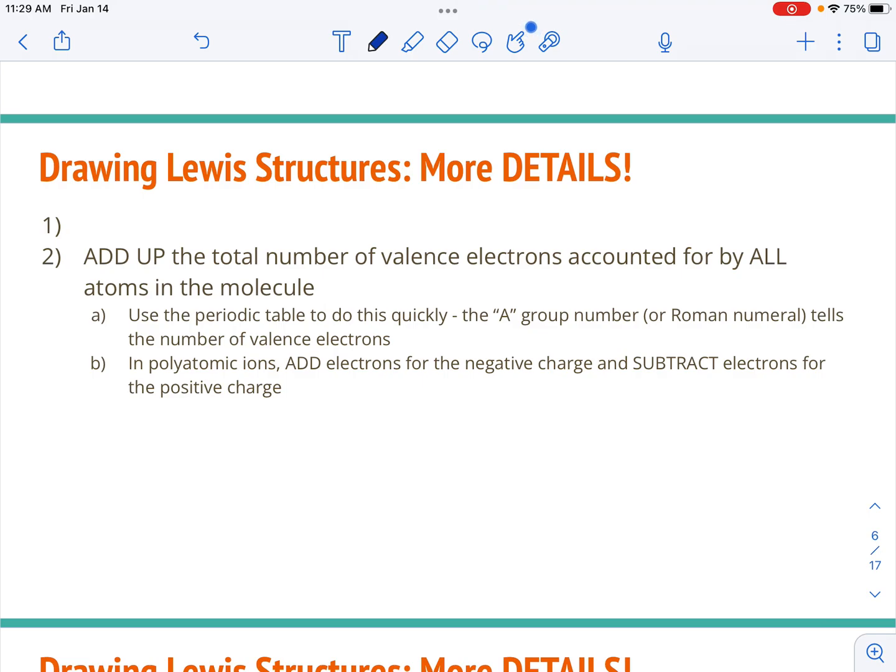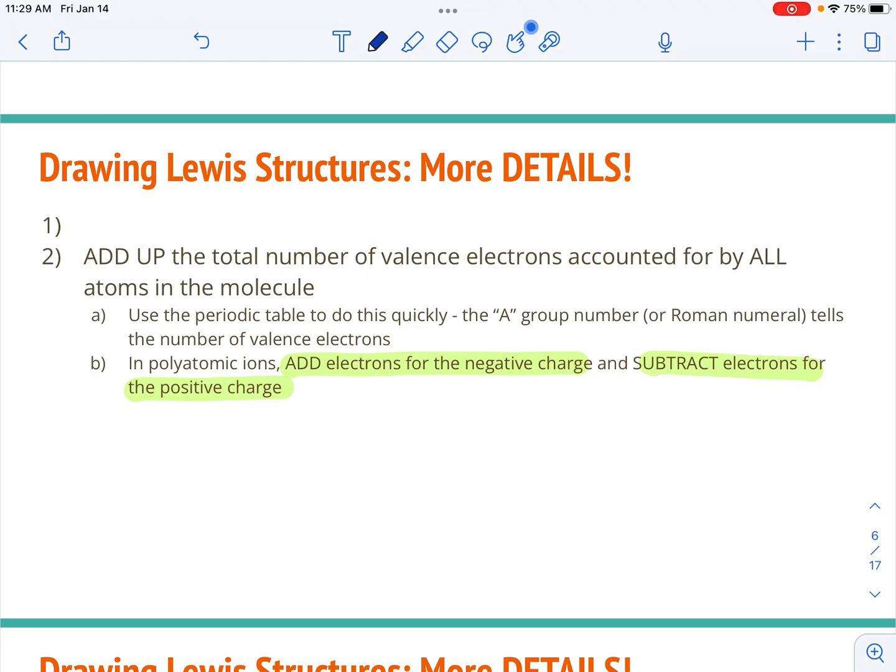So we need to add up the total valence electrons. Remember quickly, this is that the A group number, or the Roman numeral, tells you the number of valence electrons. Also remember that if you have polyatomic ions, you have to add electrons to account for the negative charge, and you have to subtract electrons to account for the positive charge. And again, we don't really care where they came from or which atoms they're attached to. They're really just a part of the whole molecule.